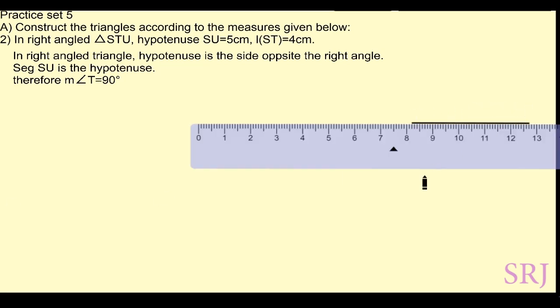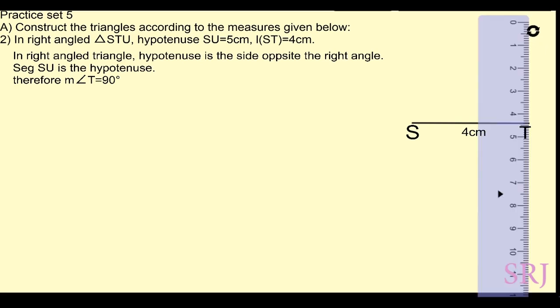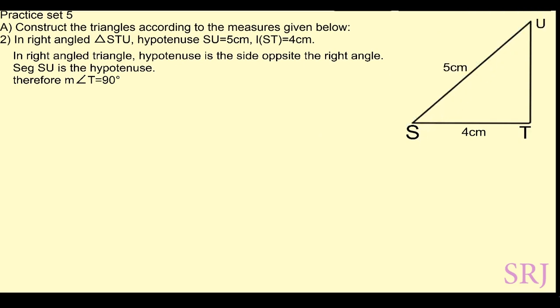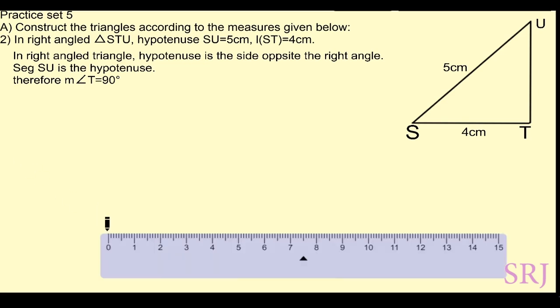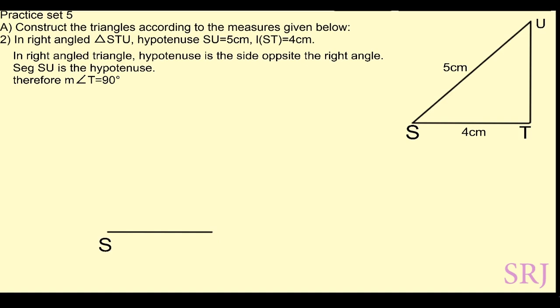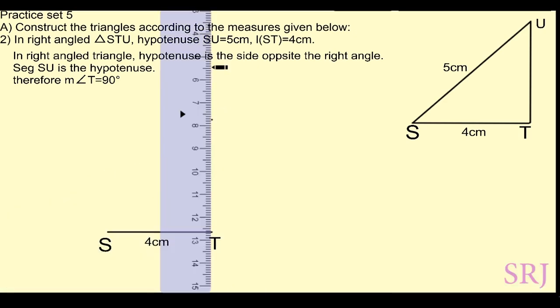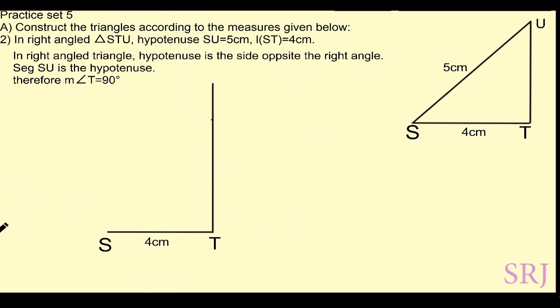Take base as ST, that is 4 cm, and add the given information. Next, draw measurement of angle T. First, draw base using the scale measuring 4 cm. Name the base as S and T, that is 4 cm. Place the protractor on point T and mark 90 degree. Then draw a ray using a scale. Draw arrow at the end. Name the ray as VT.